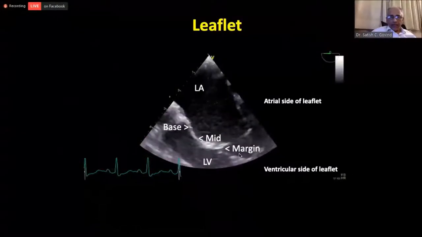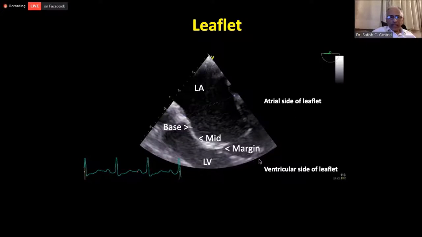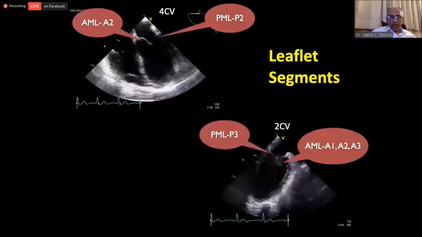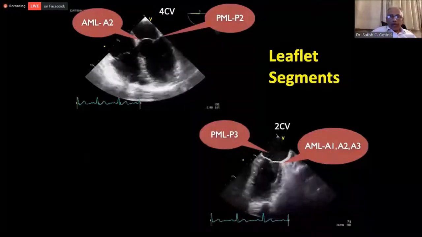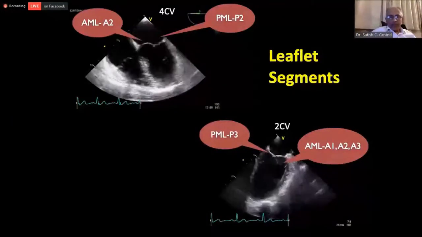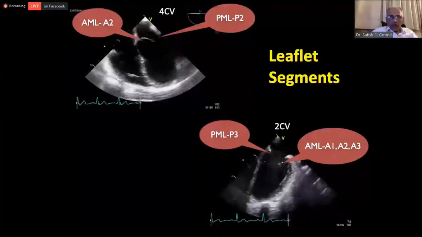Then the leaflet itself. If you are going to write an echo report and be very specific, we have to be very careful in how we write it. You have the atrial side of the leaflet and the ventricular side, and then you have the margin, the mid leaflet, and the base. This is how we can localize it. Then we can look at leaflet segments. This itself is quite extensive, so I'll go through it very quickly.